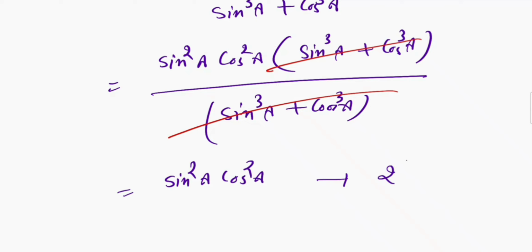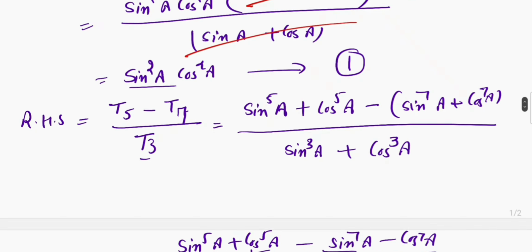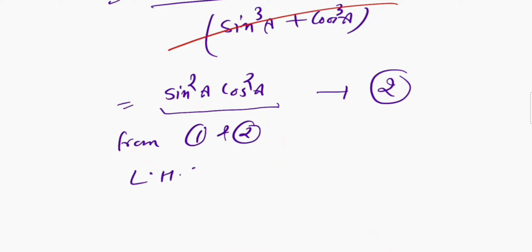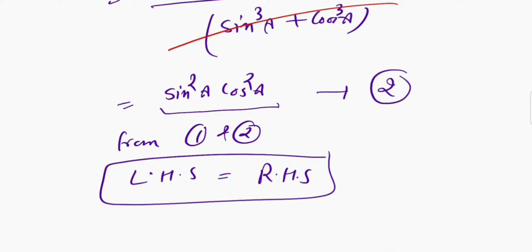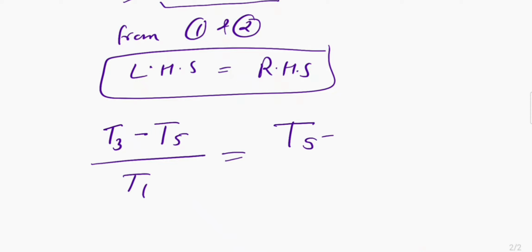Let me mark this as my equation number 2. So let's see what is equation 1. Equation 1 is equal to sin square A and cos square A. Here we got sin square A and cos square A. So it means from 1 and 2, my left hand side is equal to right hand side. Hence proved that (T3 minus T5) divided by T1 is equal to (T5 minus T7) divided by T3.